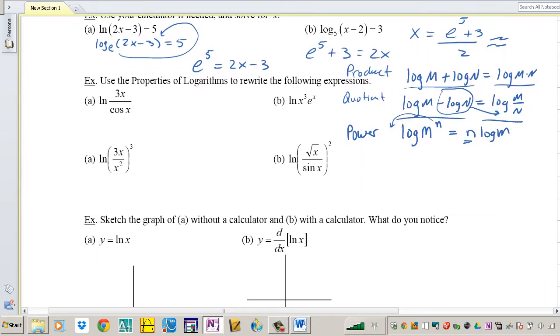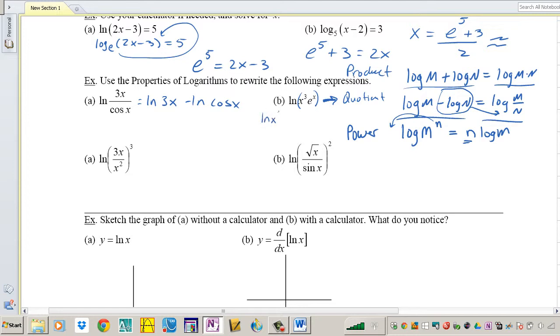Let's go ahead and do letter A. Letter A says rewrite the following expressions. Well, it's going to be ln of 3x minus ln of cosine x. This follows the property for quotients. Letter B, I should have written it like this. Okay, so we'll fix that in our notes in class.